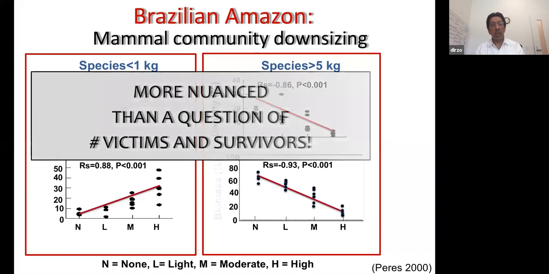So what we have here is a situation which is not just a question of the numbers of victims and survivors, given the impacts of the Anthropocene in terms of deformation, but what we see is a qualitative aspect of deformation that has to do, amongst other things, with body size. And as you know, body size is a reflection of many other important traits and characteristics of animals in their ecology and even in their evolutionary biology.